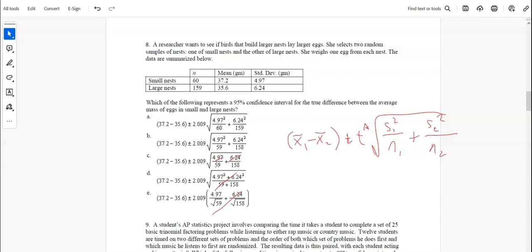So let's see what the differences are. They're divided by 60 and 159. So I don't know where those are coming from because that's just n, not degrees of freedom there. So it's got to be A.